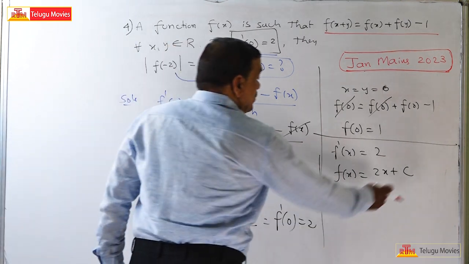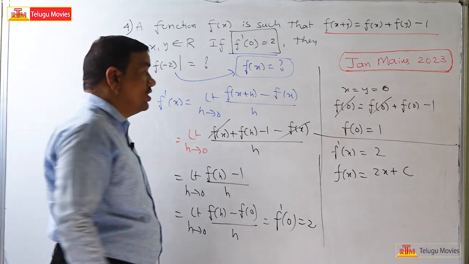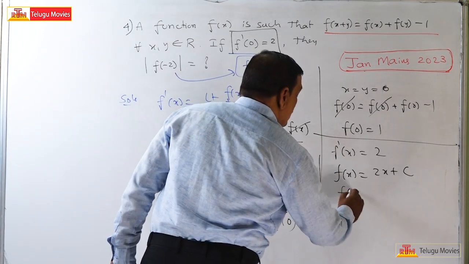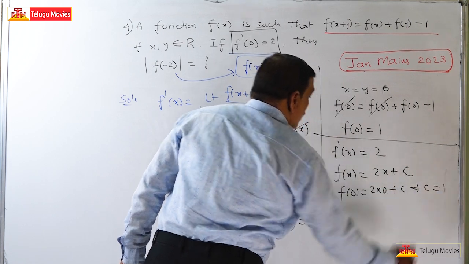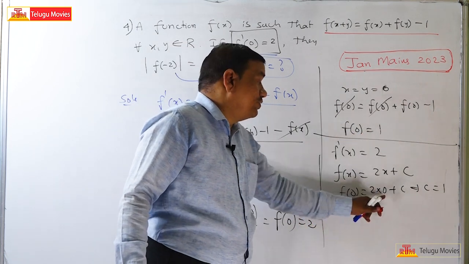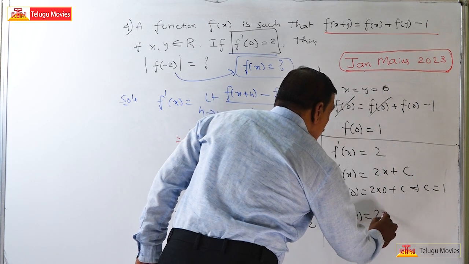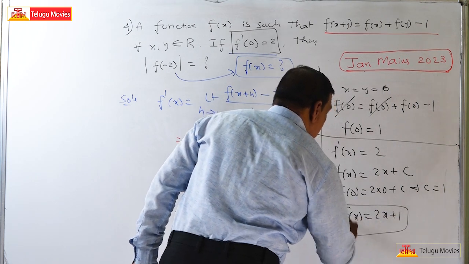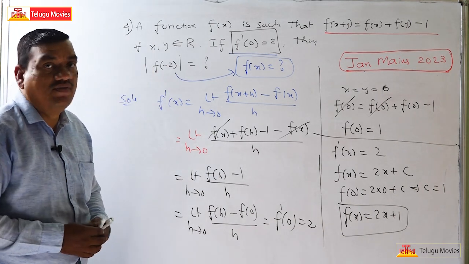Now we want to find c. Already given f of 0 is equal to 1. Substitute f of 0 is equal to 2 into 0 plus c. This implies c is equal to how much? 1. Why? Because f of 0 is already 1, 2 into 0 is 0, so the value of c is 1. So ultimately what is your function? 2x plus 1. That's all. f of x is equal to 2x plus 1 is your function.